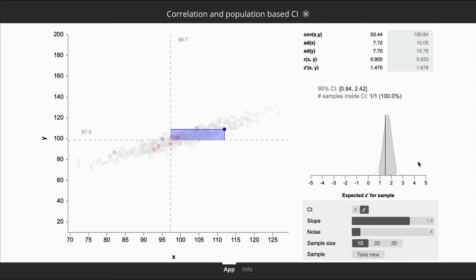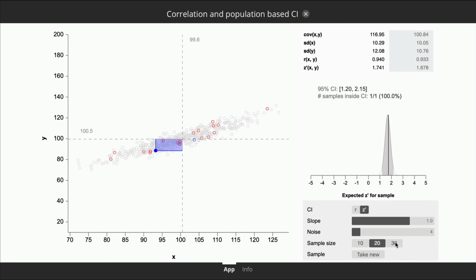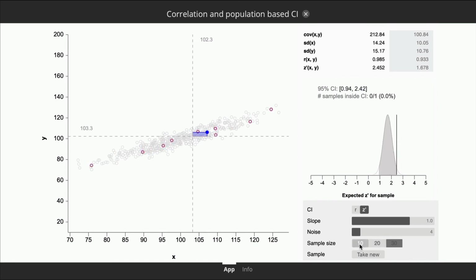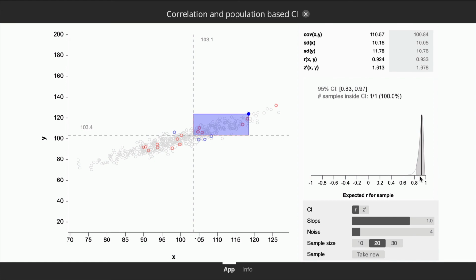Another important thing that also influences how small the confidence interval is, is the sample size. So the bigger the sample size is, the more narrow the confidence interval is, right? So let me get back to 10, and then let me switch to R again, so we can see this distribution for R. If I have 20, you can see it's much more narrow, right? So I can see now the confidence interval is between 0.83 and 0.97. This is the population-based confidence interval. So these are the borders of future samples' correlation, right?